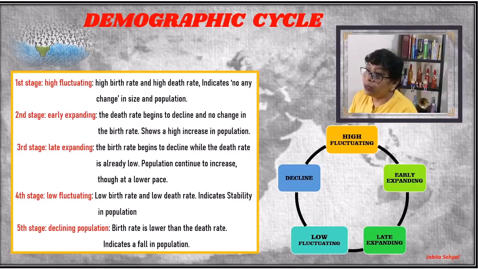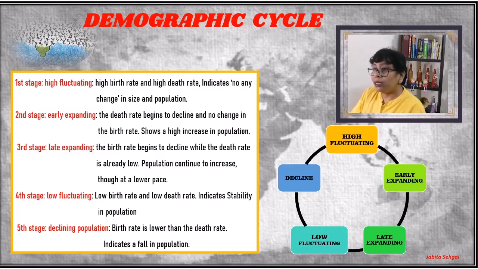Now let's see the demographic cycle of whole transition theory. First stage, high fluctuating stage. In this stage, high birth rate and high death rate are prevailing, and it indicates no change in the size of population. The second stage, this is early expanding stage. The population starts expanding in this stage. The death rate begins to decline and no change in the birth rate. This shows a high increase in population.